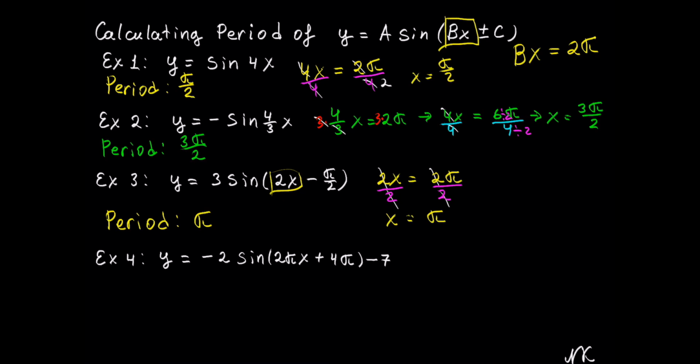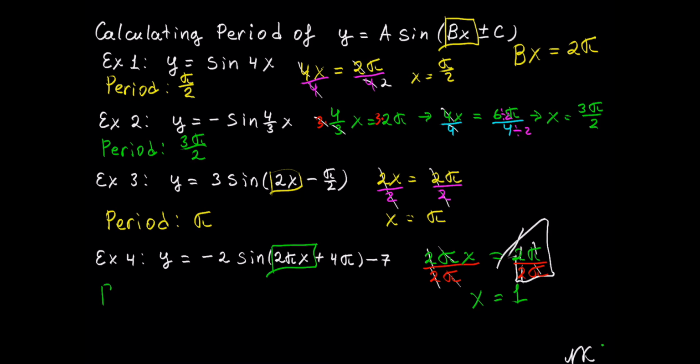In example 4, we have y equals negative 2 sine of 2 pi x plus 4 pi, minus 7. And in order to calculate the period, all we need to find out is how long it will take the term containing x to reach 2 pi. So 2 pi x will have to be equal to 2 pi. And let's solve for x. x is being multiplied by 2 pi. The inverse of multiplying by 2 pi would be to divide by 2 pi. Whatever we do to one side, we need to do the same thing to the other side, so divide by 2 pi. 2 and 2 will cancel on the left, pi and pi will cancel on the left as well. And on the right we have something divided by itself, which is equal to 1, because 2 and 2 will cancel, pi and pi will cancel. So x is equal to 1.